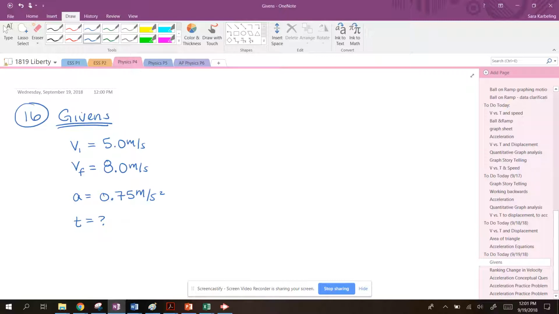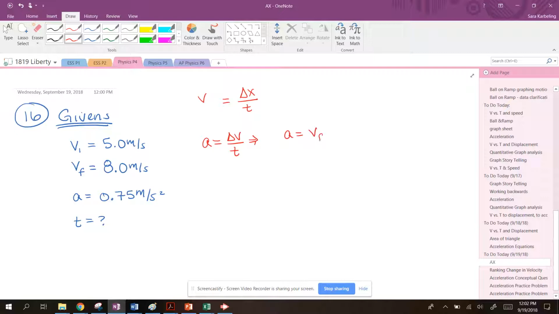Anybody want to suggest an equation for me? The displacement over time. Say again. The displacement over time. Displacement over time is velocity, right? Delta V. Yeah. You want delta V over T. And you can totally write it that way. I get lazy, and because I don't have a delta V written out here, I'm just going to do VF minus VI. Either one is okay with me.